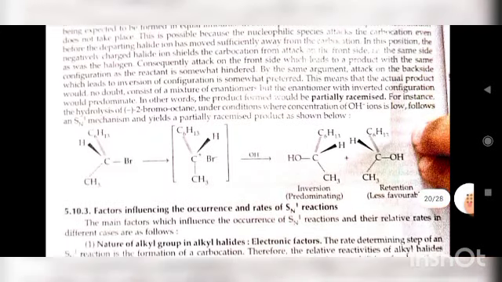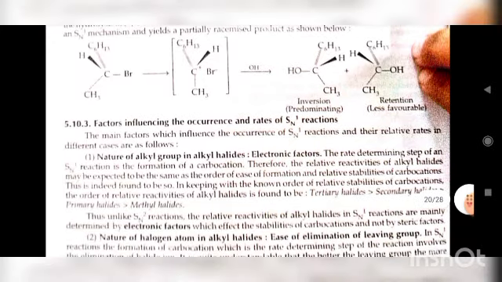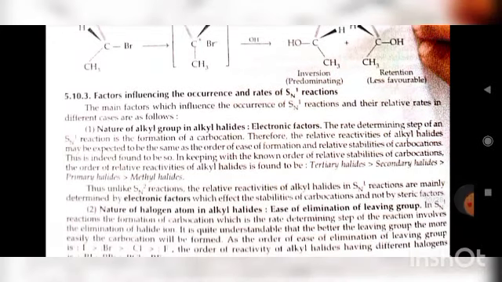This means that the actual product would no doubt consist of a mixture of enantiomers, but the enantiomers with inverted configurations would predominate. In other words, the product formed would be partially racemized. For instance, the hydrolysis of 2-bromo-octane under conditions where the concentration of OH negative ions is low follows the SN1 mechanism and yields a partially racemized product. Factors influencing the occurrence and rates of SN1 reactions.